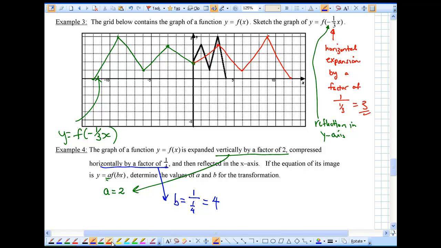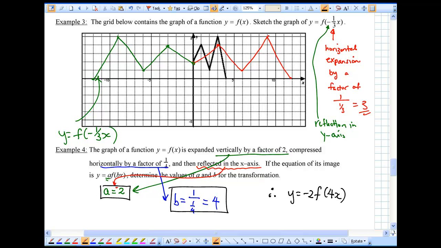But then we have this thing called a reflection in the x-axis. Now the reflections are always negatives. The question is, where does the negative go? In front of the a value or the b value? Because this is a reflection in the x-axis, it affects the y values. Remember, we're changing the y values from positive to negative. That affects the a, and we need to put a negative in front. So the equation is really y equals negative 2 f of 4x. And if you're curious about the values of a and b, well, a is negative 2, b is just equal to 4.